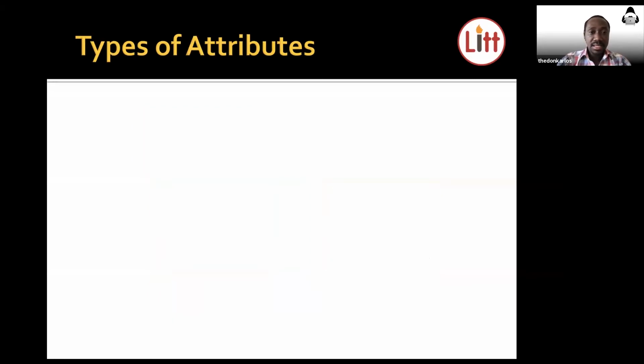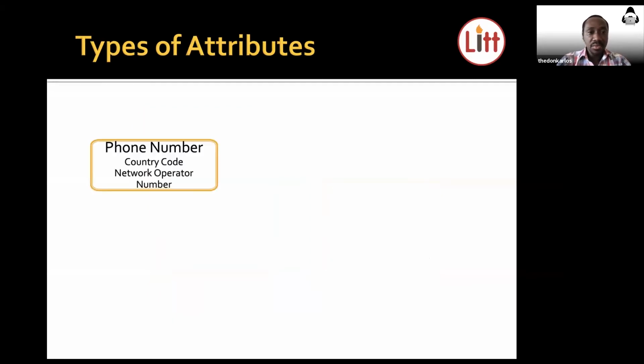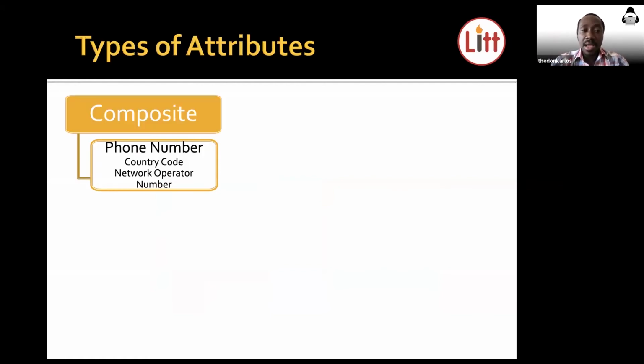Then one last attribute that we'll be looking at. Let's take this: phone number can be broken down into 3 components. You could have the country code, you could have the network operator, then you could have the number itself. That makes phone number a composite attribute. Remember composite, we said it could be broken down into single or atomic values.